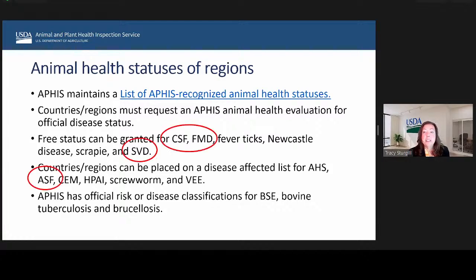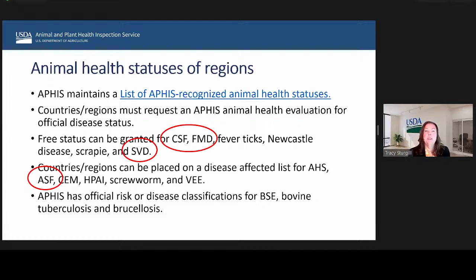So if we focus on swine diseases only, free status for APHIS can be granted for classical swine fever, foot and mouth disease, and swine vesicular disease. However, when an outbreak occurs of African swine fever in a country or region, we place them on our disease affected list. So these are different lists, free versus affected, and these can also be different than the list that WOAH maintains. And if a disease or a pest is detected in a country or region with an official status, then APHIS will remove that country from our free lists, or we will put them on the affected list.